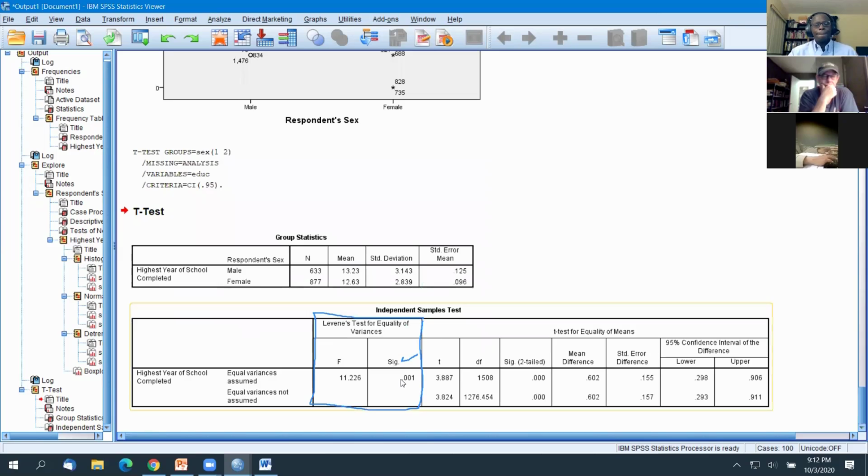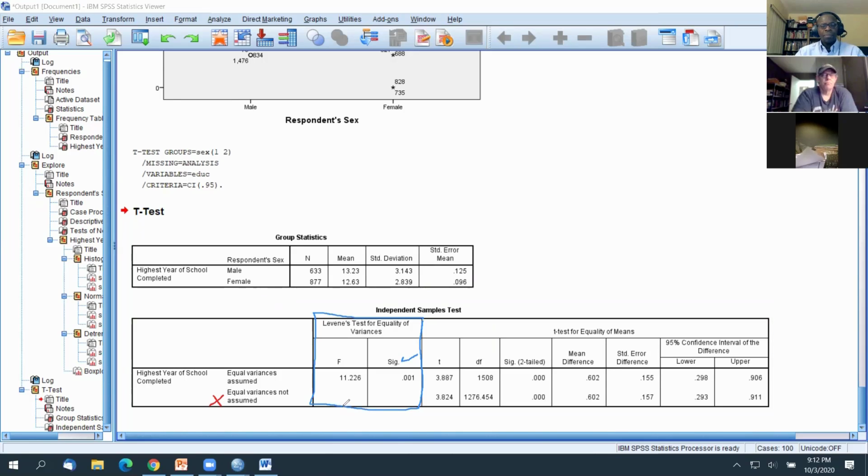So now, because this is less than 0.05, we're going to use all the data in the bottom row. Okay? So we're going to use the data in this row right here.